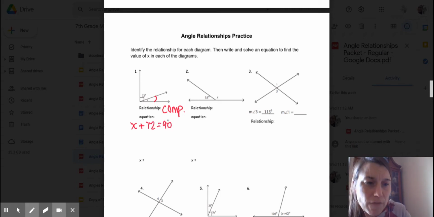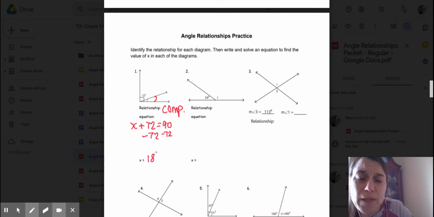This is the simplest of all equations because it's just a one-step equation, and I'm going to subtract. The next step here is to solve. I'm going to solve by subtracting the opposite, and then I'm going to get x equals 18.